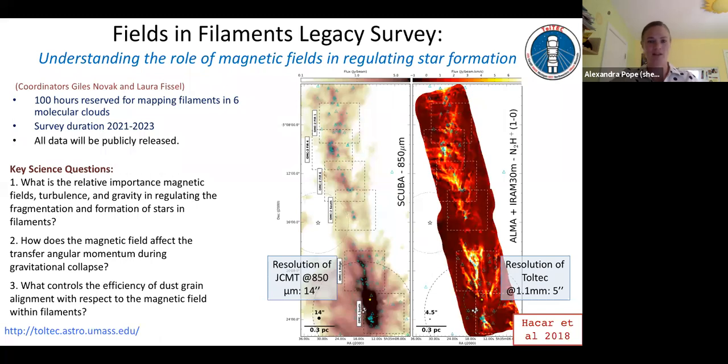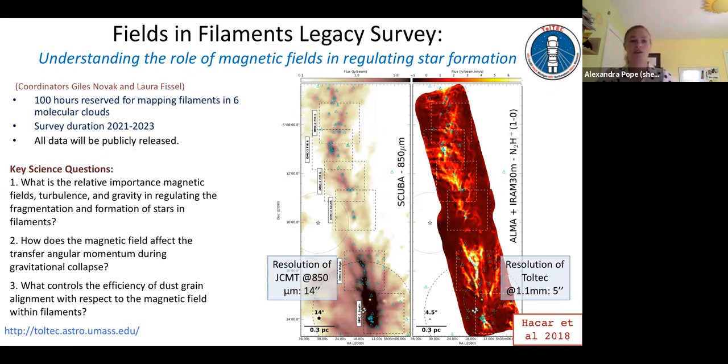I'll just flip to the next one, which lays out their survey. The key questions that they want to answer with this survey are the relative importance of magnetic fields, turbulence, and gravity in regulating fragmentation. How does the magnetic field affect the transfer of angular momentum during gravitational collapse? And what controls the efficiency of dust grain alignment with respect to the magnetic field?